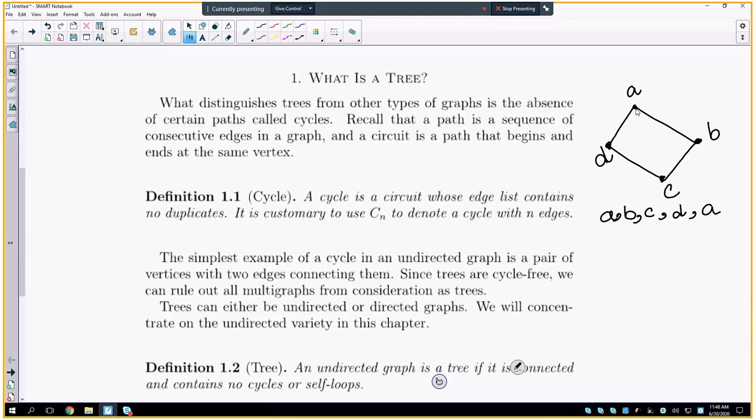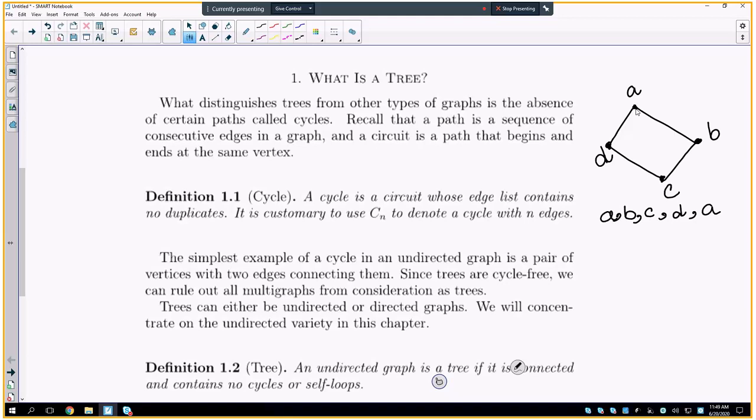So we're going to define formally what a cycle is. A cycle is a circuit whose edge list contains no duplicates. Now this is not entirely true. Why is it not entirely true? Because in order to be a cycle, you have to be a self loop. So you have to start and end at the same vertex. So A, in our example, is the vertex where the loop has started and ended. That is the only allowed vertex to be repeated. Other than the vertex where the cycle starts, you cannot repeat any other vertex.